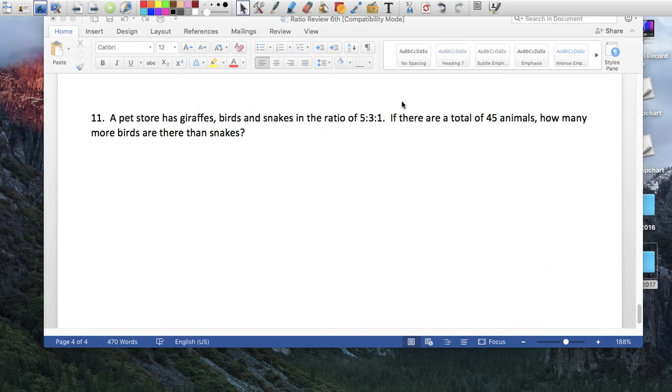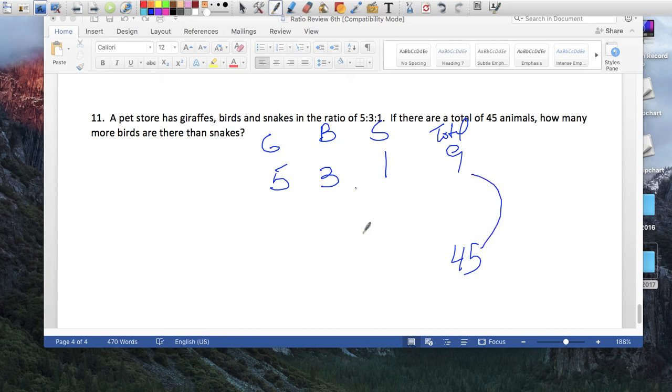Pet store has giraffes, birds, and snakes in the ratio 5-3-1. I didn't do this one, so I'm going to do it now. I'll write giraffe, birds, and snakes, and total of, let's see, 5 plus 3 is 8, plus 1 is 9. So, when there are 45 animals instead of 9, how many giraffes, how many birds, and how many snakes are there? Well, the factor here is times 5, so everything's going to be times 5. Times 5 here, giving you 15. Times 5 here, giving you 25. Is that 45? Let's see, 25 and 15 is 40, plus 5 is 45.